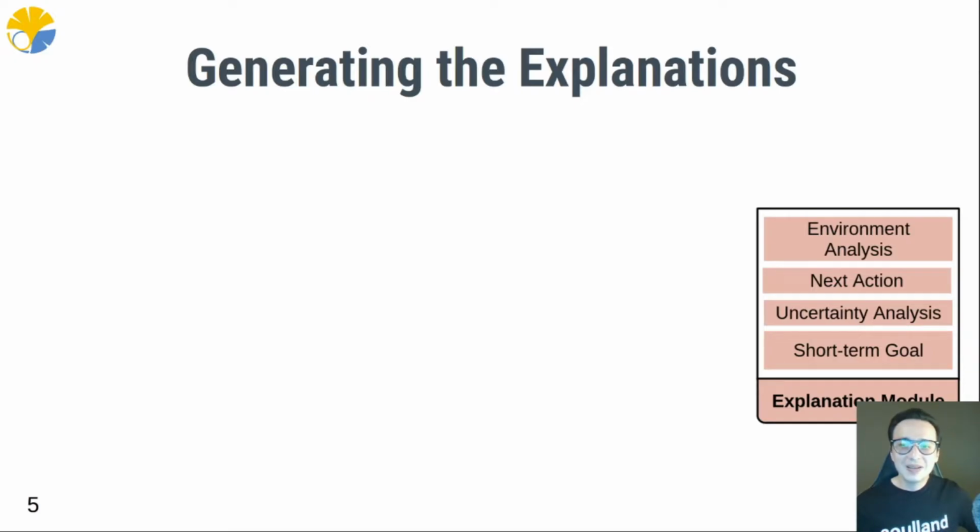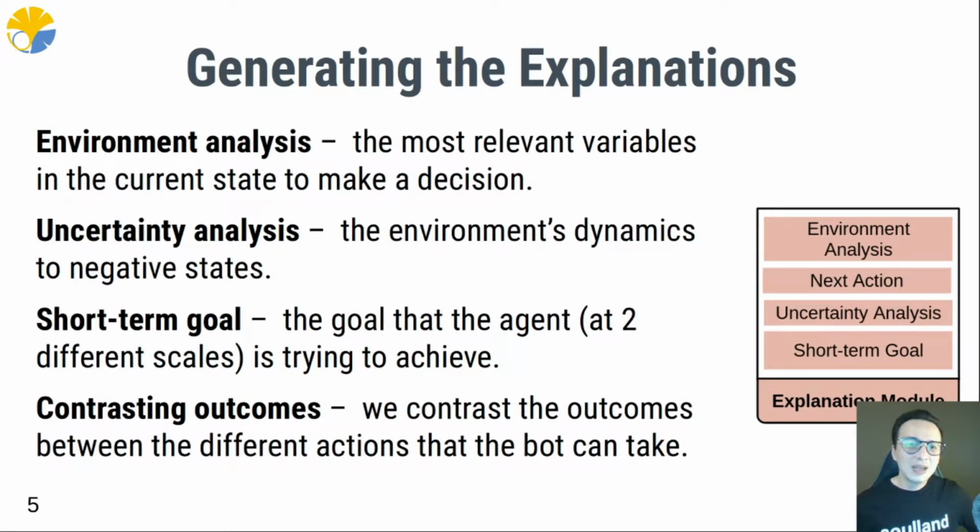Now, let me detail the explanation module. Here I'm presenting to you what we need to create the explanations. So in the first one, the environment analysis, we present the most relevant variables and its values in the current state that the bot is considering to make a decision. Like in our example, because the enemy is in front of me, I will jump to avoid it. So this part of the explanation is like because the enemy is in front.